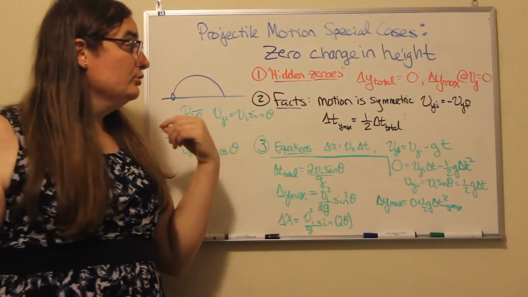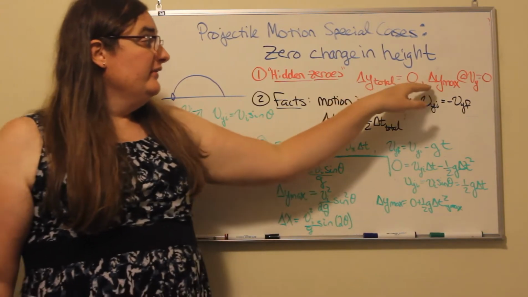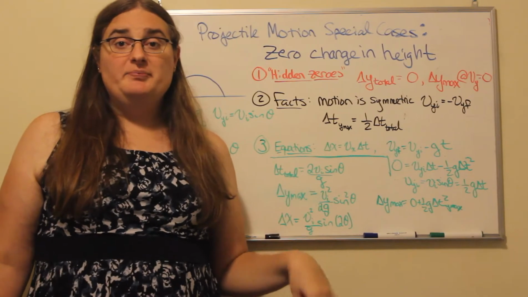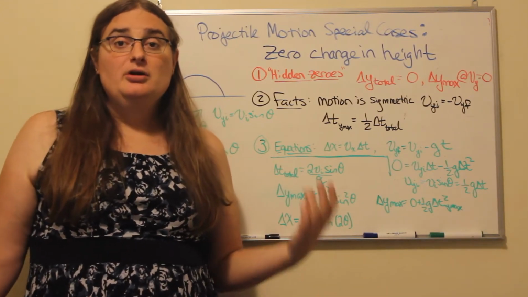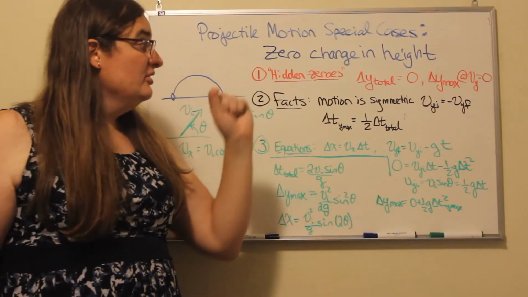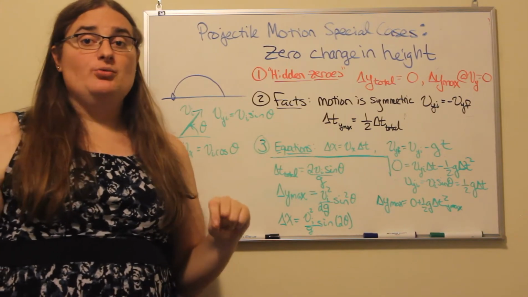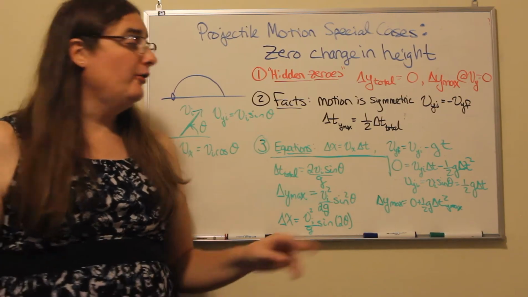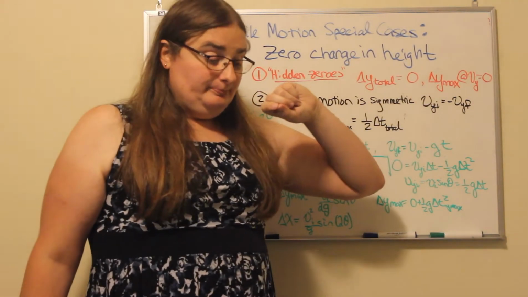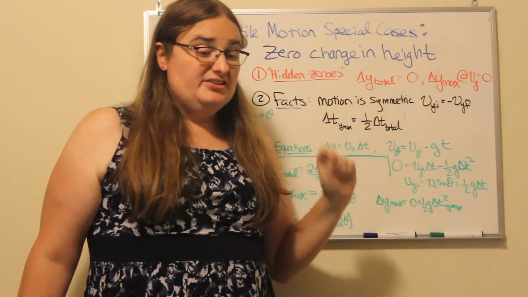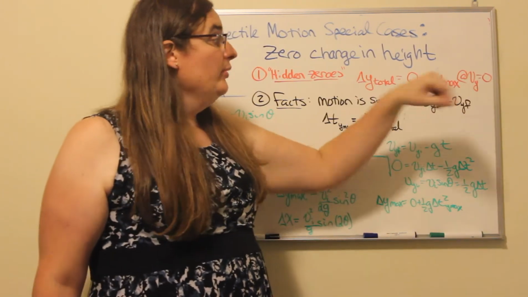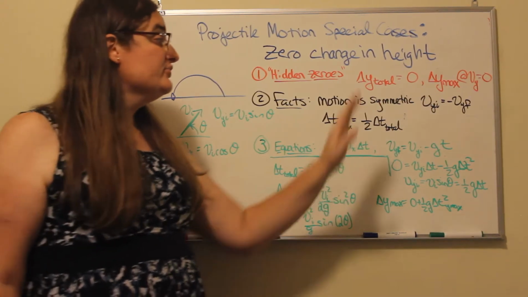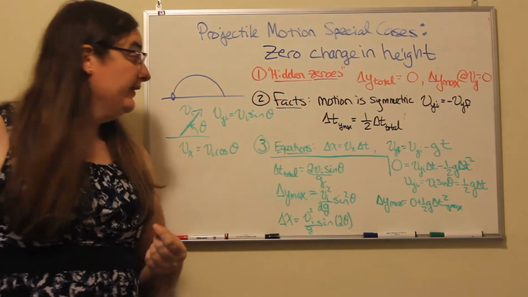Delta y equals 0. Now, that doesn't necessarily mean that the object never leaves the ground, because otherwise it's not a projectile. But if we wanted to find our maximum change in y, our maximum height off the ground, we do have another hidden zero. The maximum distance above the ground occurs when the y component of velocity goes to 0. And we'll make use of that fact in just a little bit.